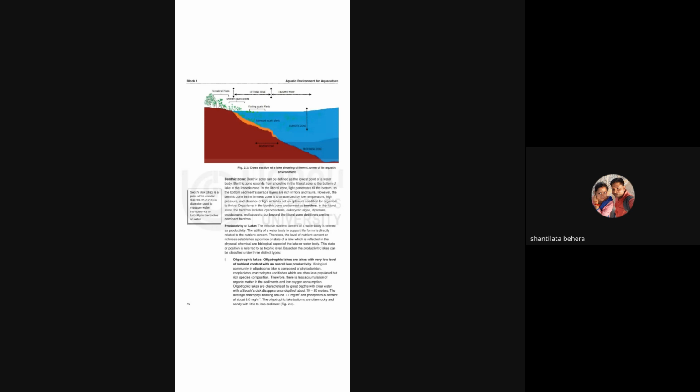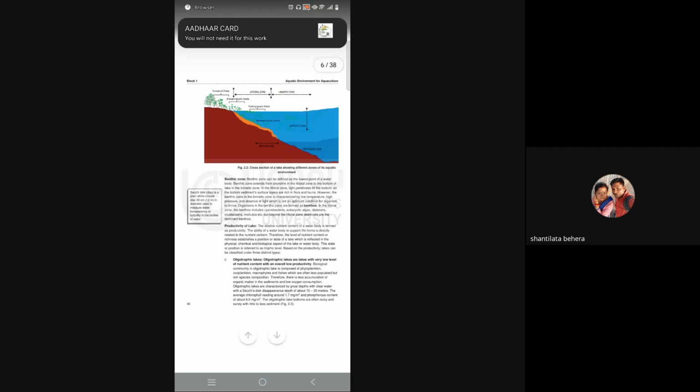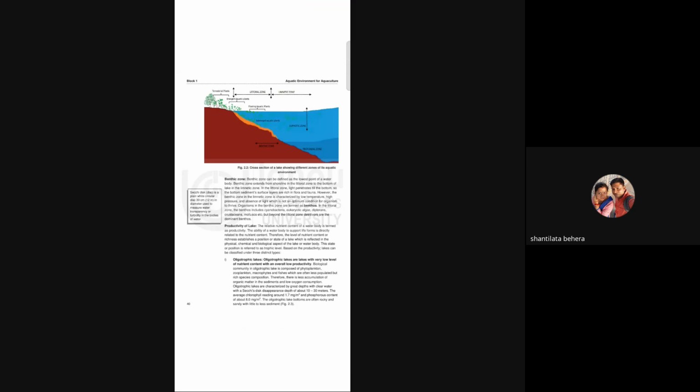Okay, light cannot penetrate, so there is no production, aquatic organisms cannot grow there. See, euphotic zone, light penetrates. And littoral zone, light penetrates. So littoral zone is near the seashore where the water level is not much depth, we can see the bottom, that is the littoral zone. So there productivity increases because light penetrates. Next is the euphotic zone and profundal zone.